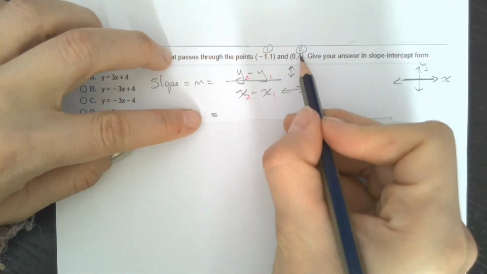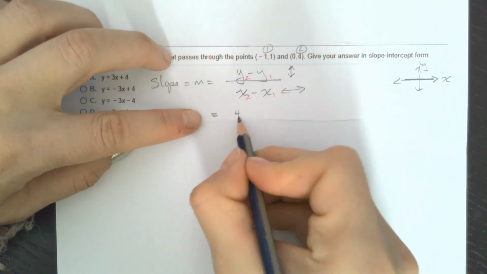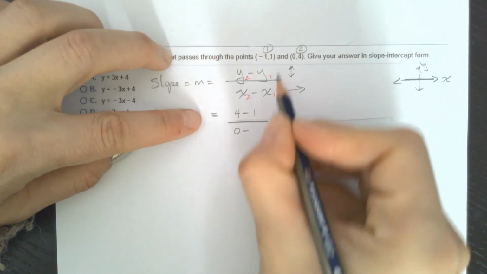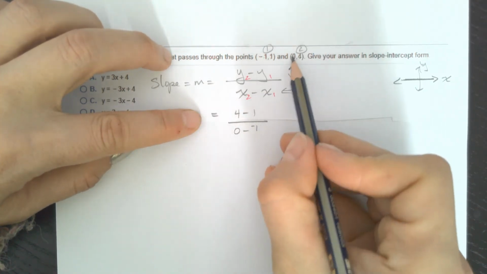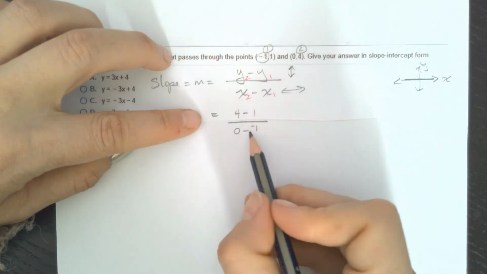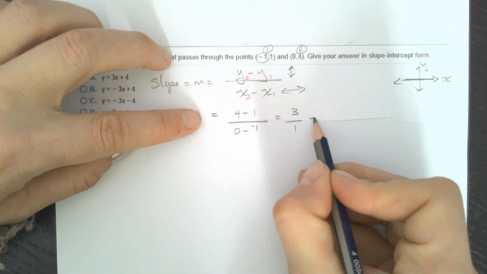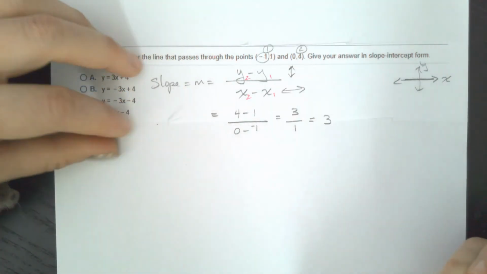Okay, so let's call this point 1, call that point 2. I'm going to go the y's, which is 4 subtract 1, over my x's. 0 subtract -1. Be careful here. It's 0 subtract -1, so don't lose your negative. That leaves you 3 over 1. That's my slope. So I can just simplify that as 3.